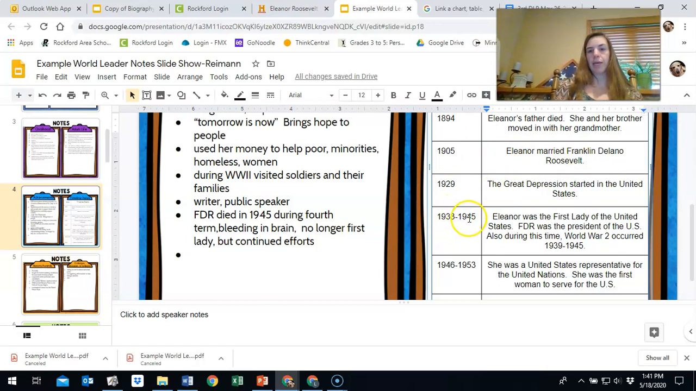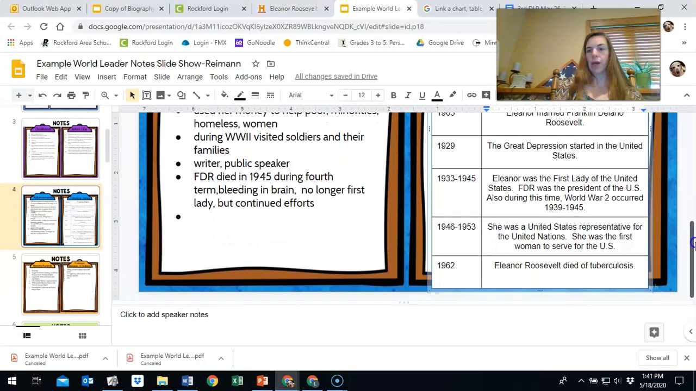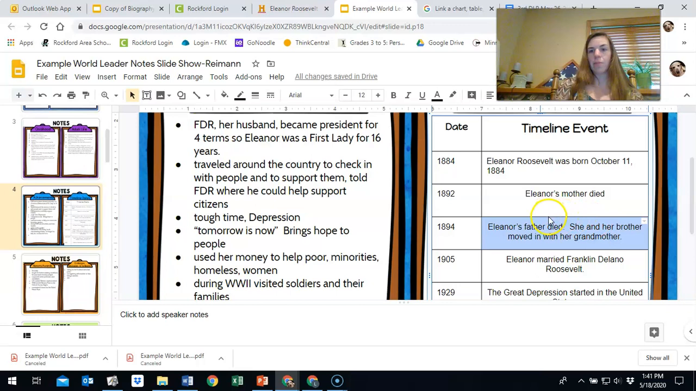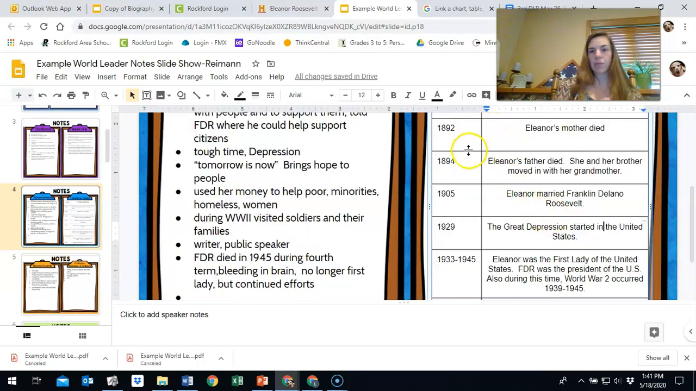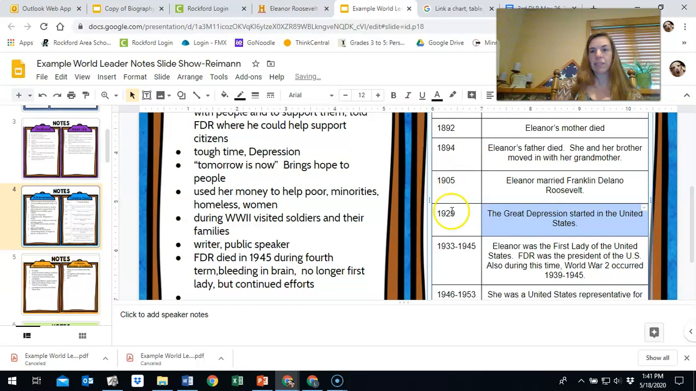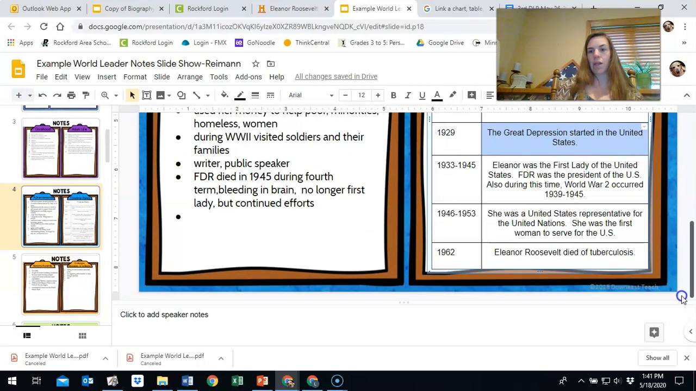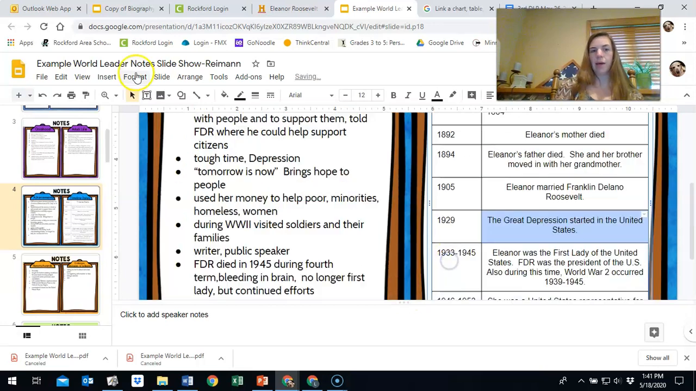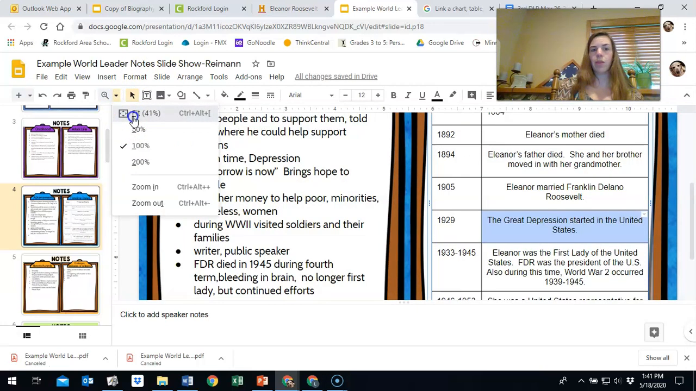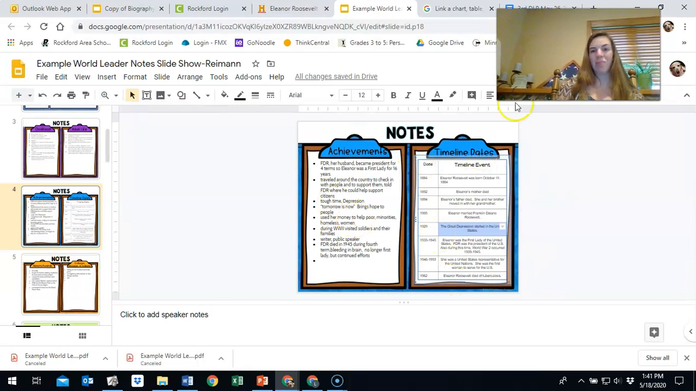This is when she became the First Lady and the World War II. 1946, yep, that comes right after 1945, so it should be right after. Then making sure, and then her death. Now, if your timeline doesn't fit because you include more details, you might have to make some of the boxes a little bit shorter. Like this one, I'm going to have to move up a little bit so it fits on my slideshow. And same thing with the one that I had at the bottom. And then if I zoom back out, all of my events are on my timeline.